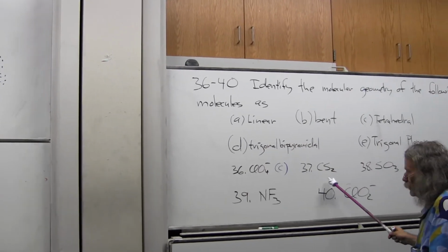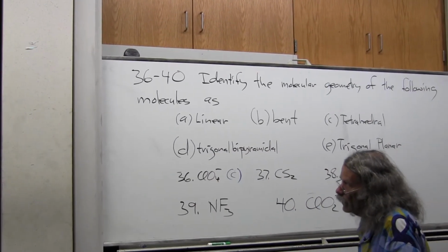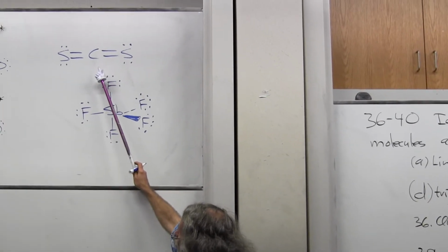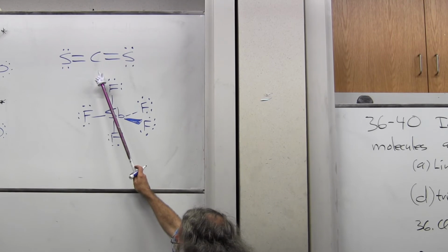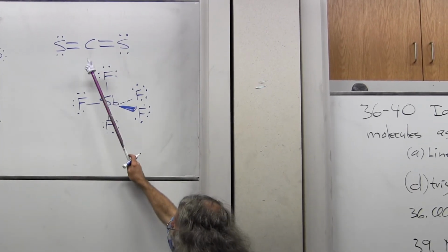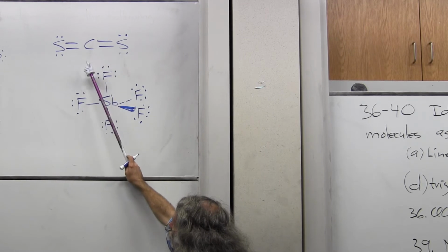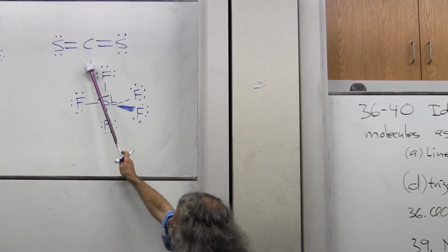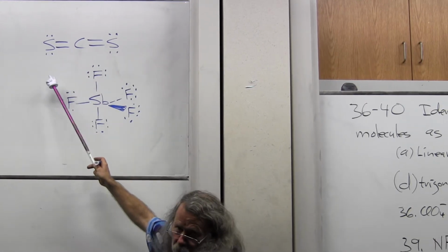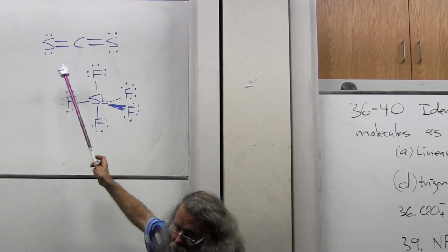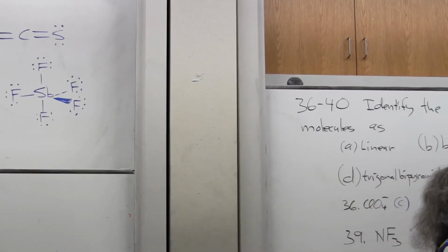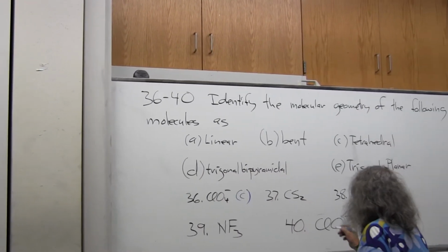Now, number 37 is the carbon disulfide, which we have on our scratch paper. We see that there are no lone pairs on the central atom. The molecule had linear E-pair geometry, and we also have linear molecular geometry. The atoms are themselves arranged in a linear sense about the central atom. So that is option A.